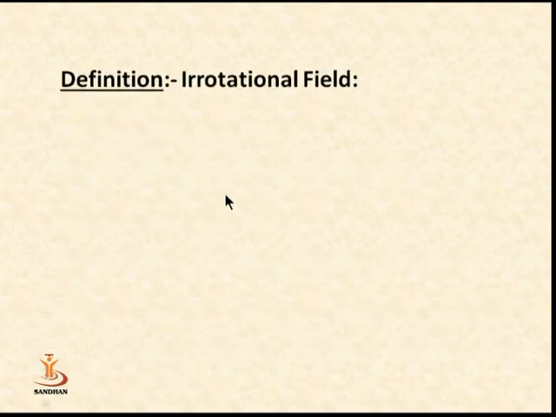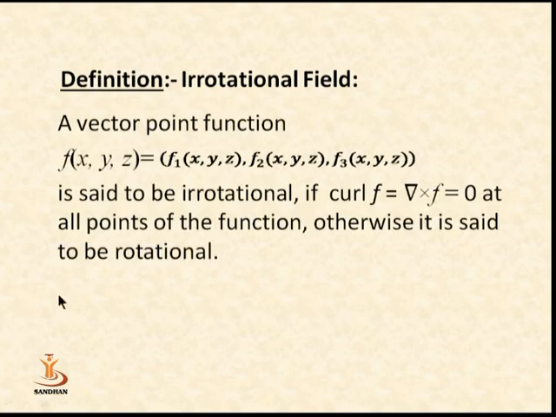Second, the irrotational field. The definition of an irrotational field: a vector point function f(x,y,z) equal to (f1(x,y,z), f2(x,y,z), f3(x,y,z)) is said to be irrotational if curl f or del cross f is equal to 0 at all points of that function. Otherwise, it is said to be rotational.